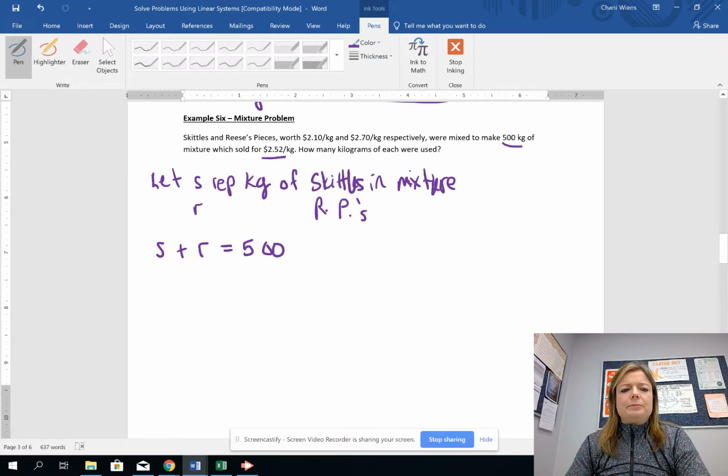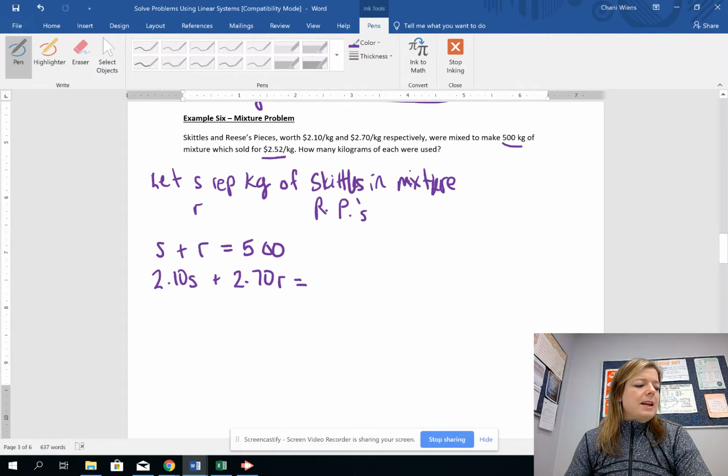All right, now we have our Skittles worth $2.10 times S. So this is the number of kilograms times $2.10. So this is the total amount spent on Skittles. Okay, and then we have our 2.70 times R. So this is our total amount spent on Reese's Pieces.